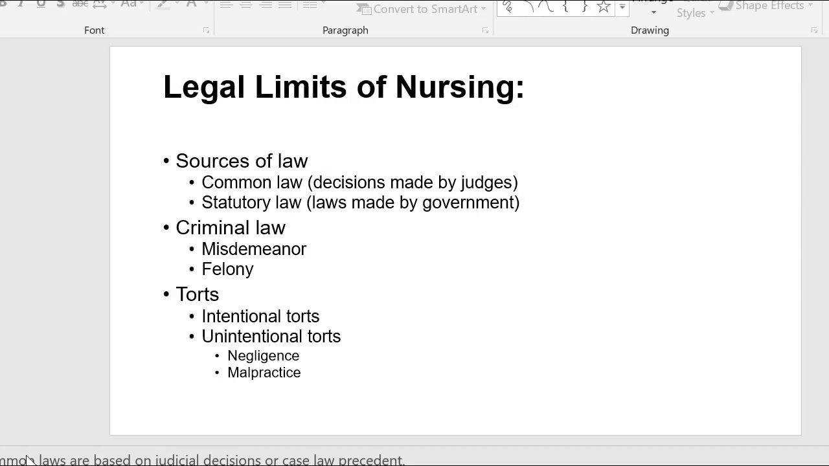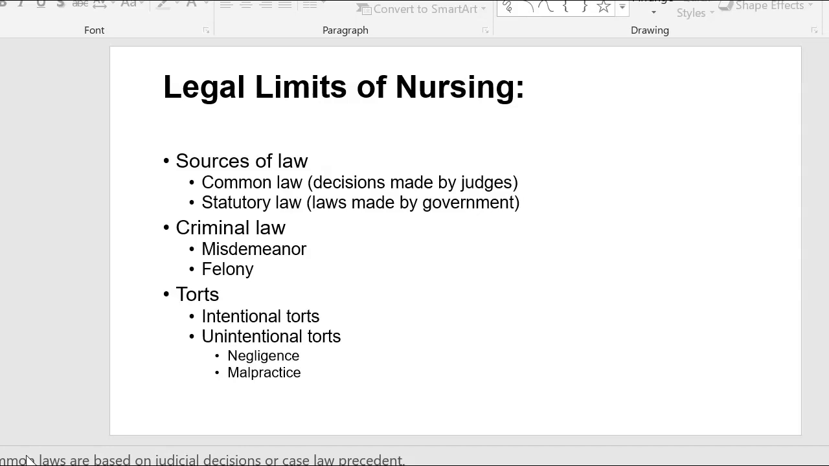Unintentional torts, an example of that would be negligence, and that is conduct that falls below the generally accepted standard of care of a reasonably prudent person. So if you think about negligence in healthcare, we need to know the reasonably accepted standard of care of a reasonably prudent person. That standard of care could be different for a physician, for a PA, for a nurse assistant. And so negligence could be a little bit different between those professions because their accepted standards of care are different.